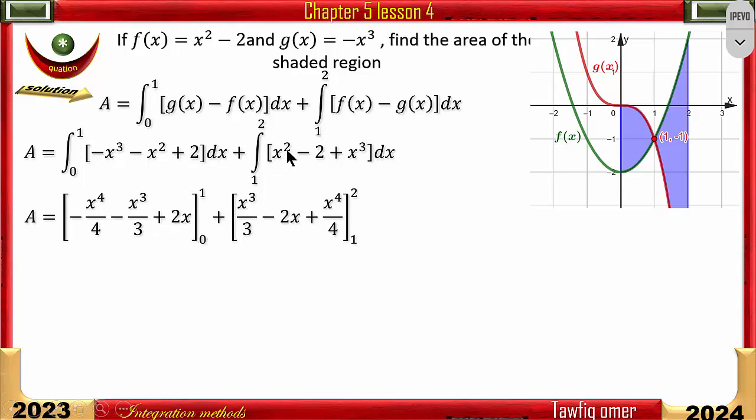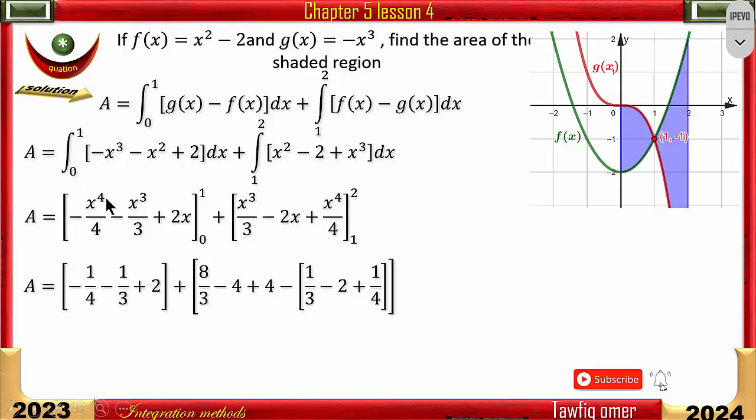Here the integration of x squared is x cubed over 3. The integration of 2 is minus 2x, plus the integration of x cubed is x to the power 4 over 4. And now replace the value of 1 and 0. 1 to the power 4 is 1 over 4, 1 cube is 1 over 3, plus 2 times 1 is 2. When we are replacing the 0, all of them is 0.